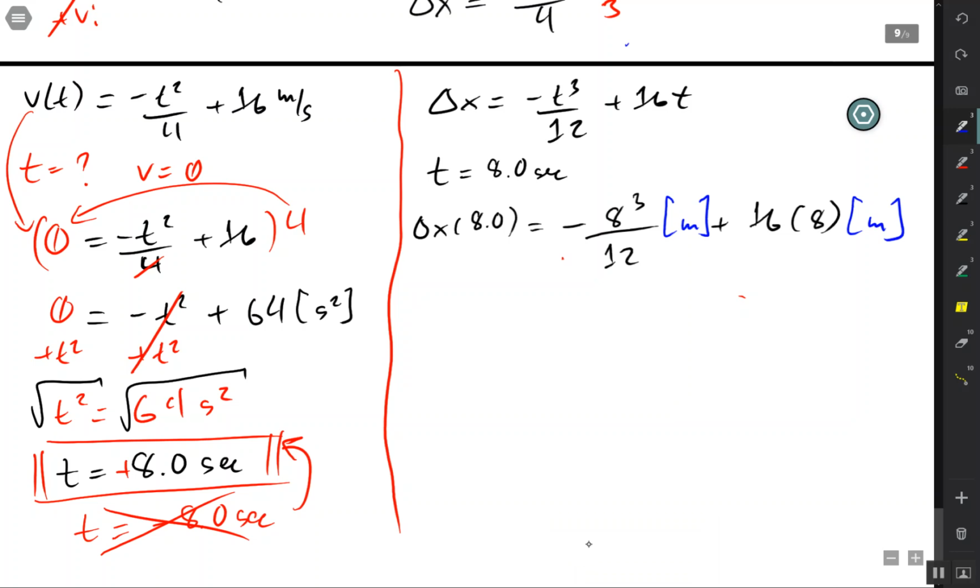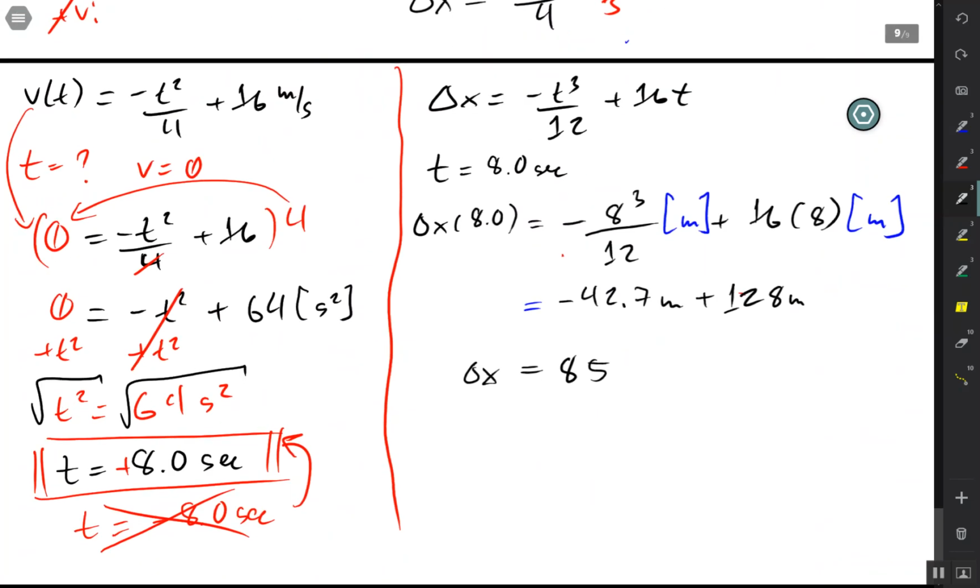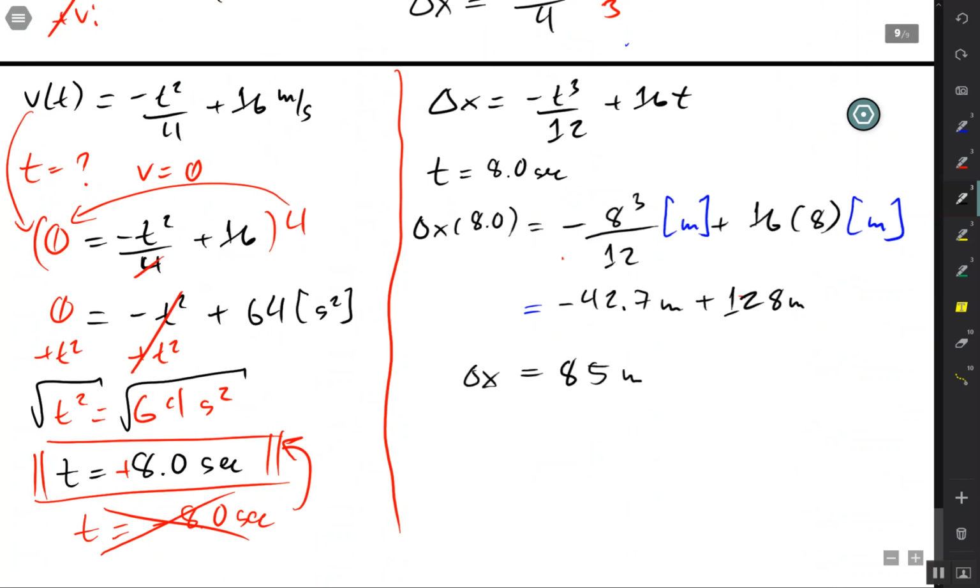I had to work on my calculator for a little bit. This ends up being negative 42.7 plus 128 meters. And you're going to get something close to 85. How many significant figures were given? It was 2. So it's 85 meters. It's meters. It's 85.33333, but we're going to stop right there.